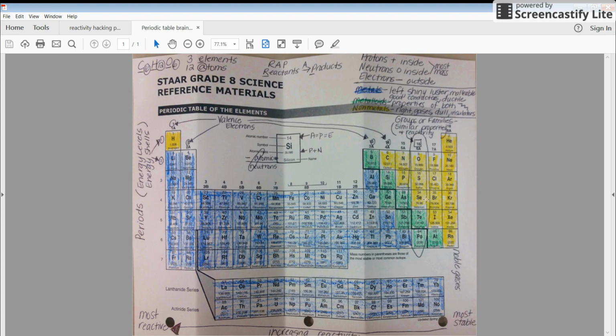Then your nonmetals are mostly located over here. There's not too many of them on the right-hand side of the periodic table, but one exception over here is hydrogen. So make sure you did not color hydrogen blue. Hydrogen should be yellow. And then located in the middle are these green ones, your metalloids.